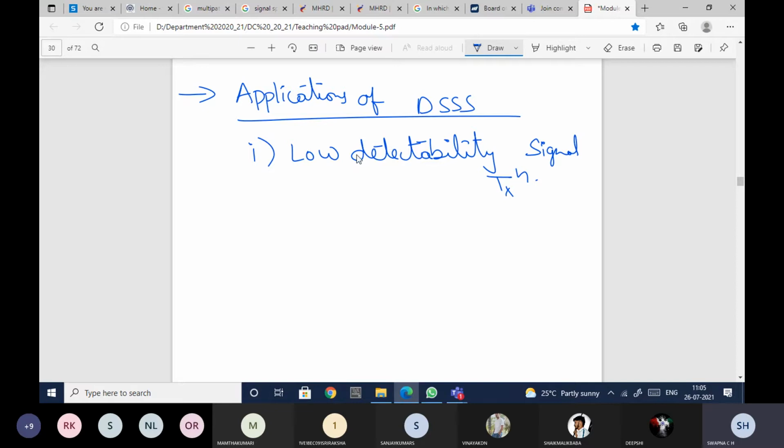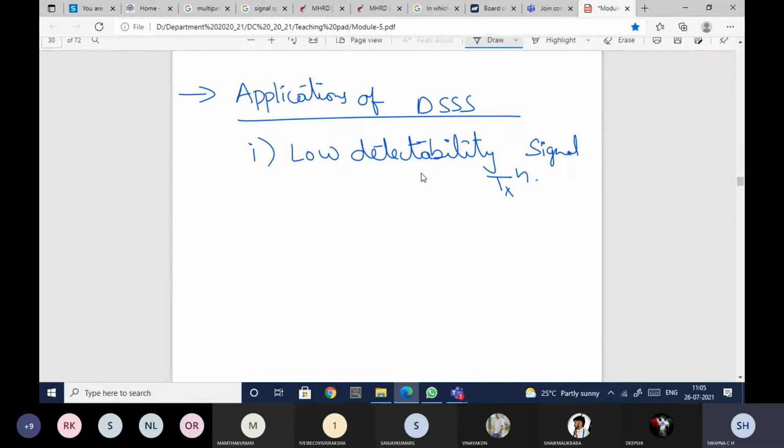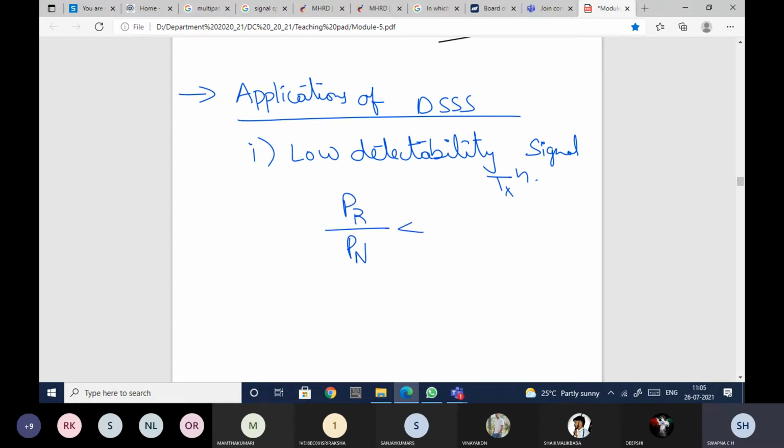In this low detectability signal transmission, they will intentionally reduce the signal spectral density. It means the amount of power with respect to the frequency is kept low. So when it is transmitting through the channel, if some noise signal is present, the noise power will be more when compared with the signal that is transmitted. So the received signal PR by PN value will be very much less than 1.